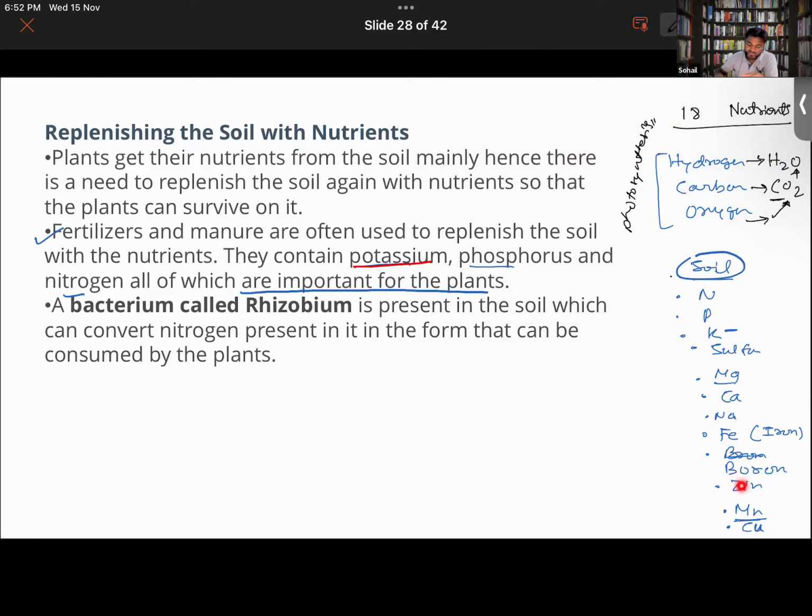Almost all the nutrients are found in the fertilizers. Now, out of all these, the first three that you see are the primary nutrients required by the plant. So we call them primary nutrients. And then you have some other examples.